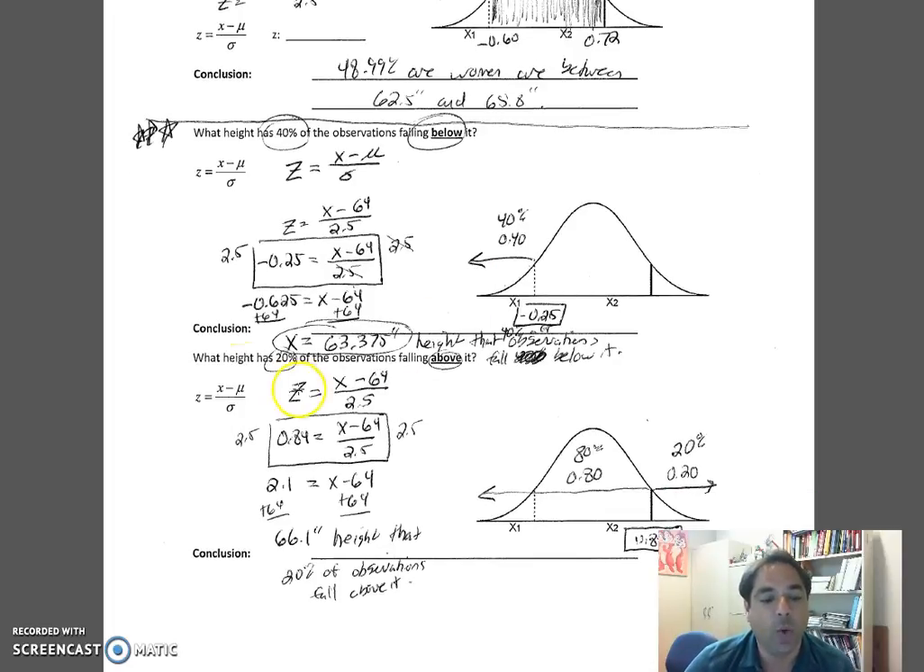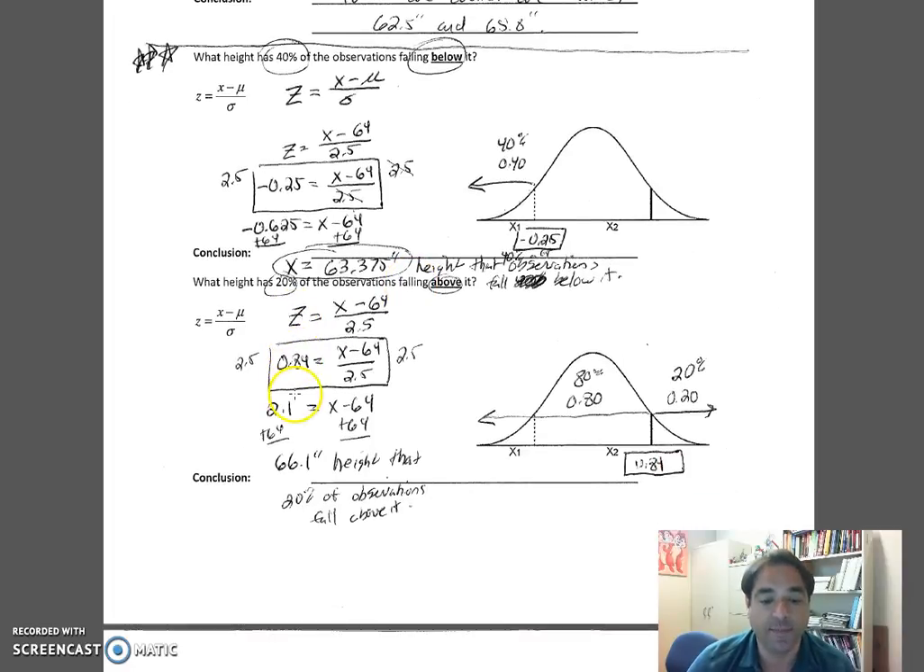Now it says, what height has 20% of the observations falling above it? 20% above this time. So we still don't know our z, don't know our x, but the average is still 64, standard deviation is still 2.5. So we're going to use that 20% above now to find the z so we can solve for x. So we go to our picture. 20% above would be here, on the top end, but we have a little issue.